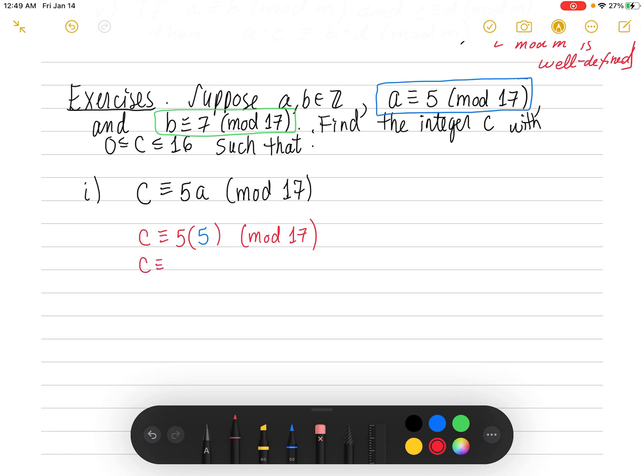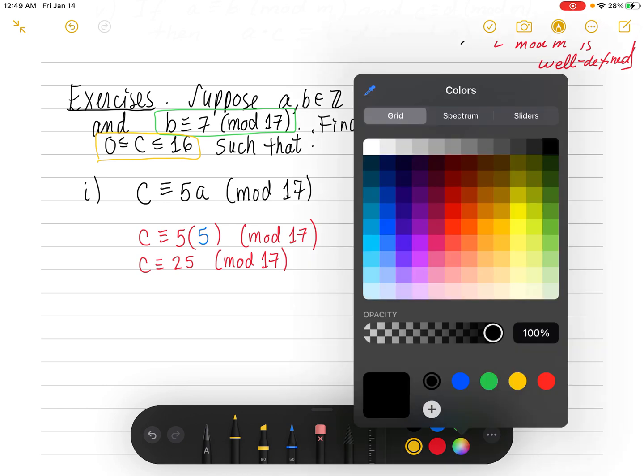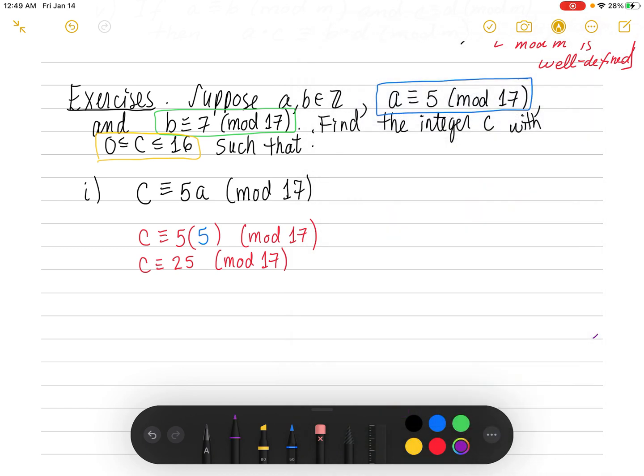So what do we have? We have C is congruent to 25 mod 17. Now, we don't know that C is equal to 25. We just know it's congruent to 25 mod 17. Is C allowed to be 25? No, it's impossible, because we know that C has to be between 0 and 16. It could not be 25, because 25 is outside of that range of values. So what are we going to do to find exactly what C is? Well, we're going to use the division algorithm. So here I come over on the side, doing the division algorithm.